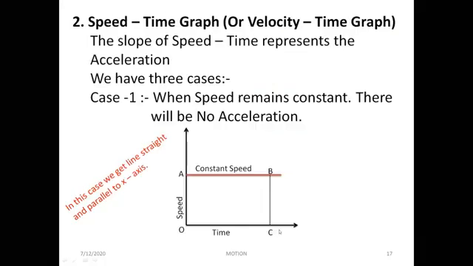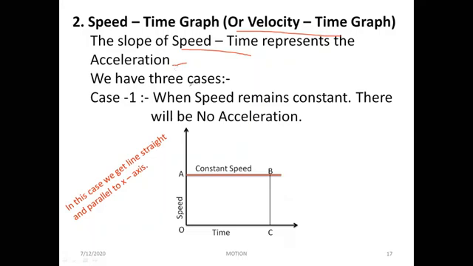Okay, next one we have to discuss here is speed time graph or velocity time graph. ठीक है, speed and velocity are the same. If we write the distance, then we get the speed, and if we write the displacement, we get the velocity. Now we will draw a speed time graph or velocity time graph. So the slope of a speed time graph represents the acceleration. The rate of change of velocity is known as acceleration. So here we will get the acceleration.